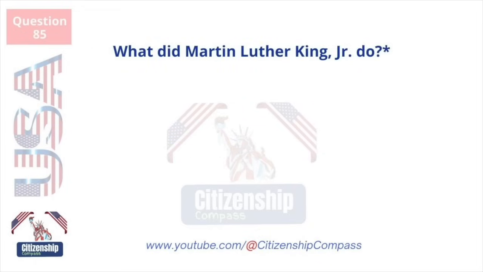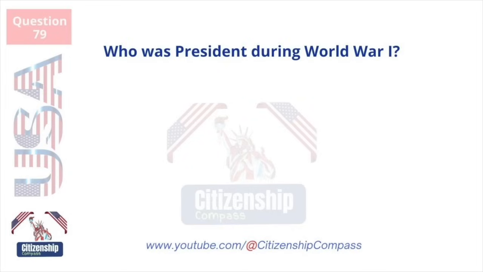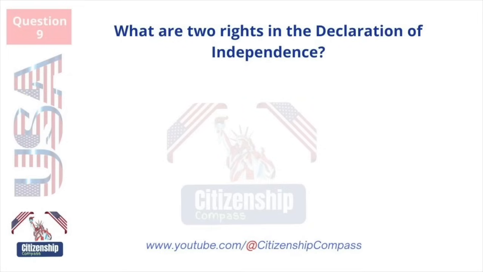What did Martin Luther King Jr. do? Fought for civil rights. Who was president during World War I? Woodrow Wilson. What are two rights in the Declaration of Independence? Life, liberty.